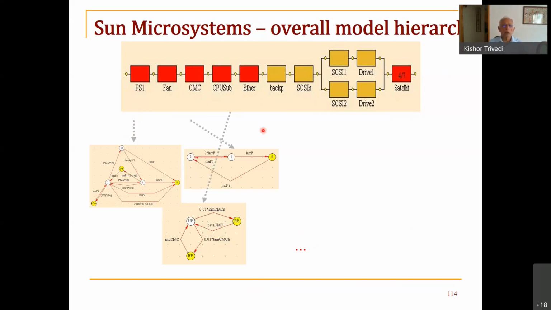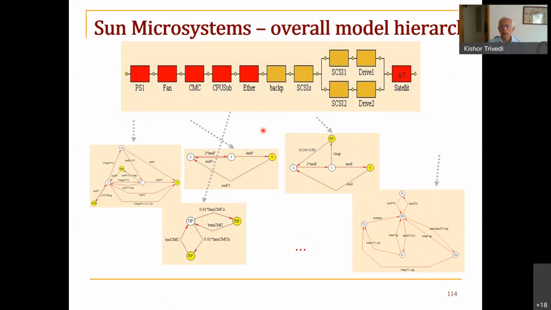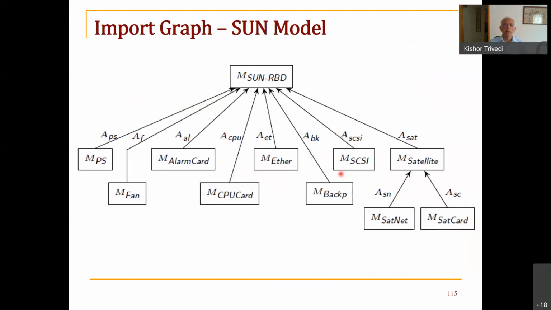And I'm not showing you all of the models, submodels, but the idea is that each of these submodels is solved separately and the answer is supplied up the chain. And so this is a two-level hierarchy. And this hierarchy can be represented by what we call an import graph.